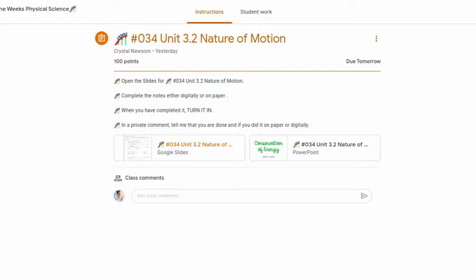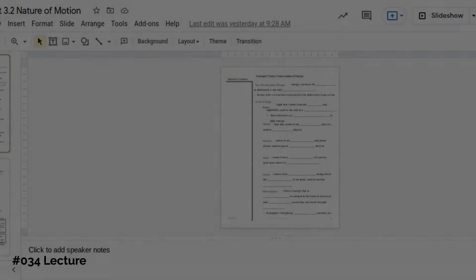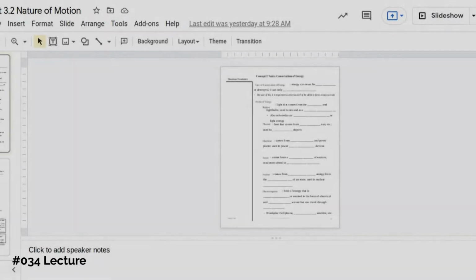All right, it says when you've completed it, you are going to turn it in and then give me a private comment telling me that you have done it either paper or digitally. So all you would have to do is just put a P or a D in there for paper or digital. Okie dokie. Now let's skinny over and actually start talking about this content.